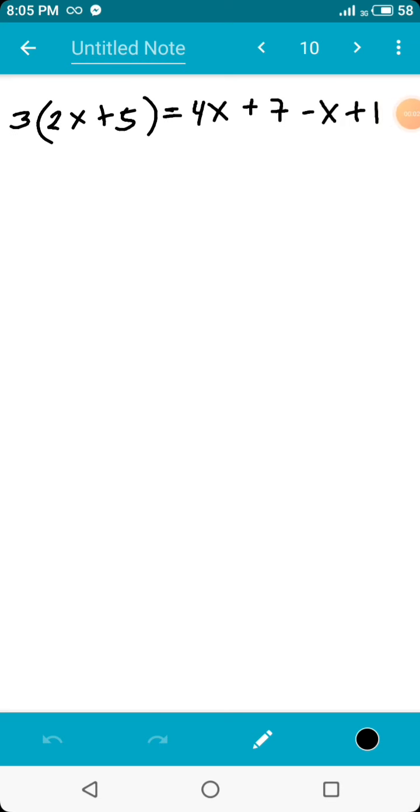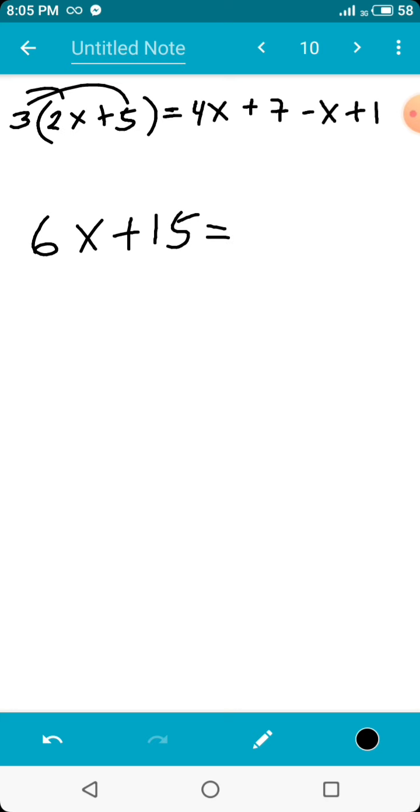Alright, so solve natin 'tong equation na 'to. Pero i-simplify muna natin. Okay? Ibig sabihin, combine like terms or i-solve muna natin yung distributive property. So, 3 times 2x, we have 6x. And then 3 times positive 5, that is positive 15.